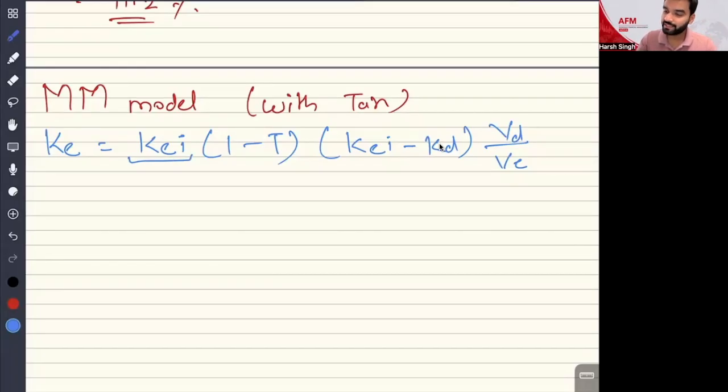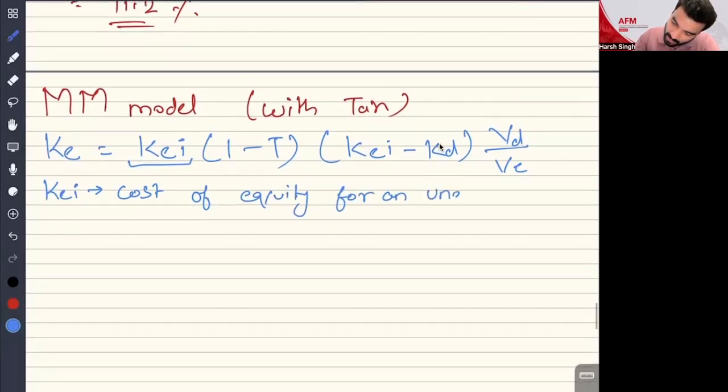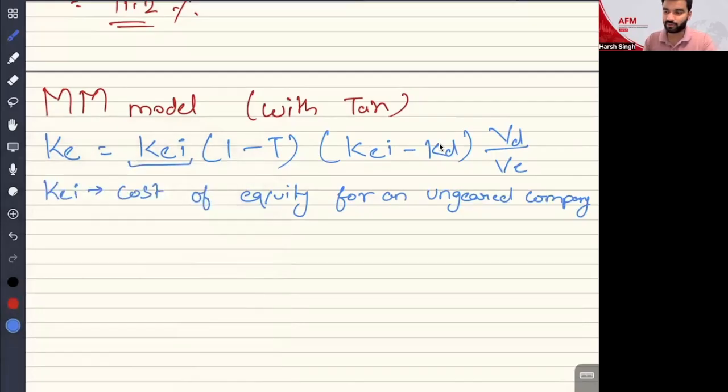This Kei is actually the cost of equity for an ungeared company. Okay, this is actually cost of equity for an ungeared company. So you will be actually trying to find out Kei only. You will be only using Kei, majorly calculating Kei only.